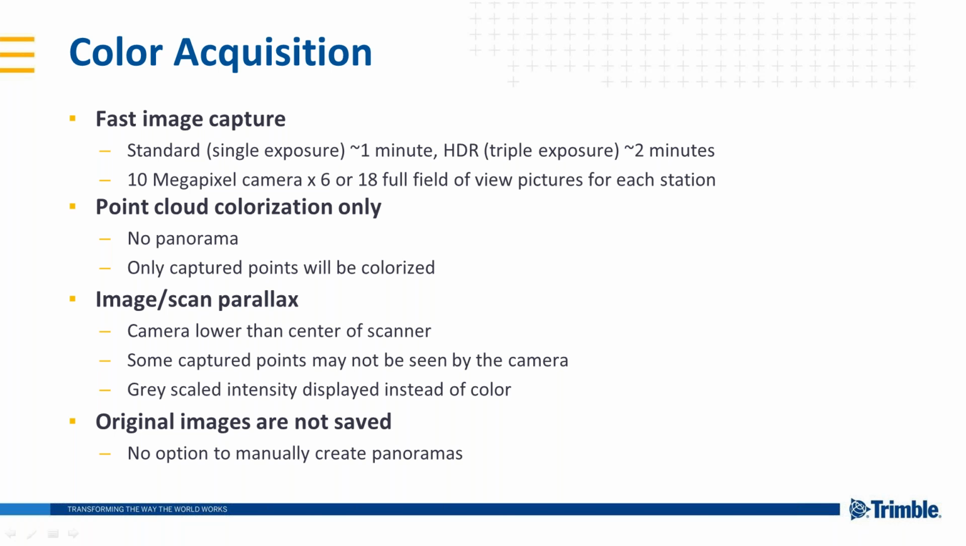There is also an image scan parallax because the camera is lower than the center of the scanner. Some captured points may not be seen by the camera, and in this case, a grayscaled intensity is displayed for those points instead of color. Also, original images are not saved with the project, and there is no option to manually create panoramas, similar to the way that we do it with our external camera kits.